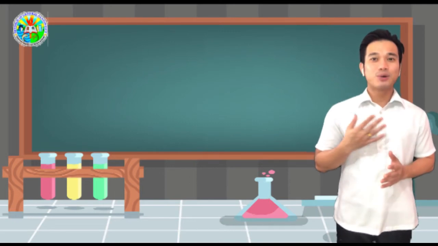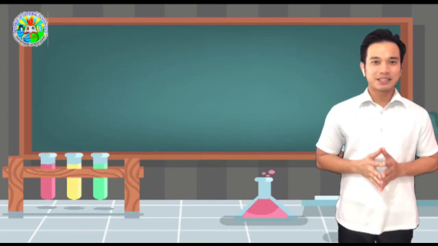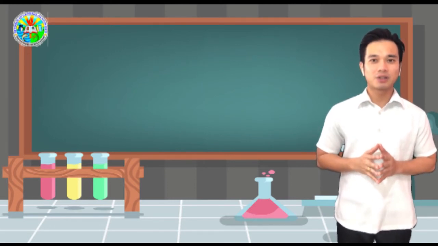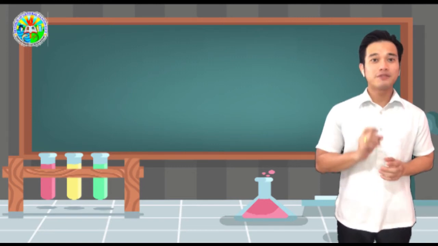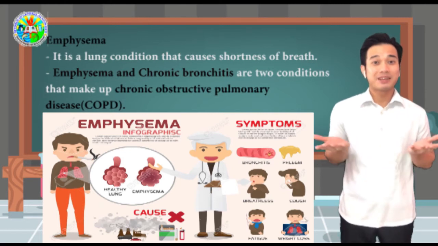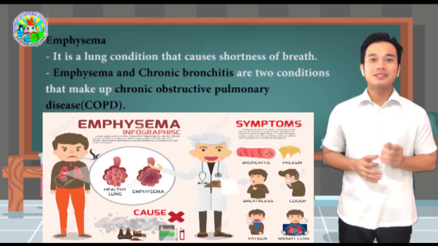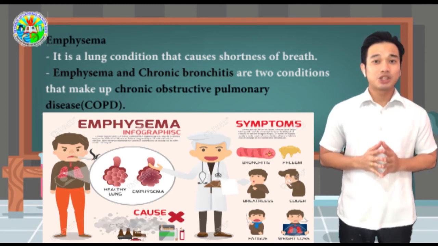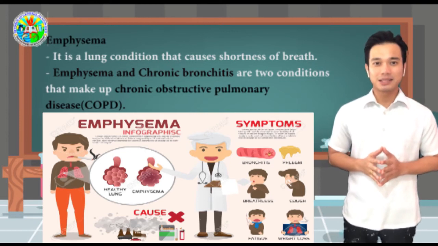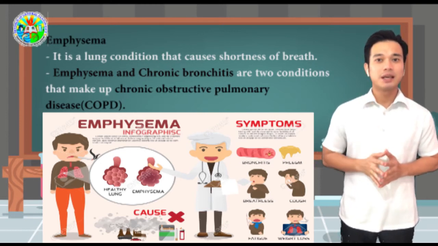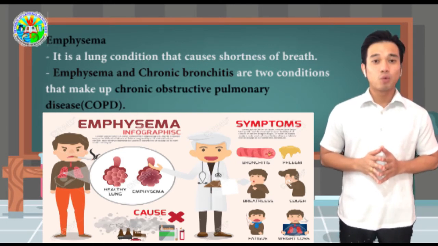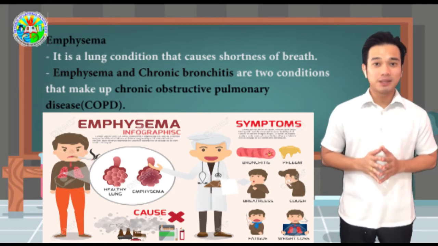As I mentioned a while ago, several lifestyle choices can affect a person's risk of developing respiratory and circulatory diseases. One of those is called emphysema. So what is emphysema? It is a lung condition that causes shortness of breath. Emphysema and chronic bronchitis are two conditions that make up chronic obstructive pulmonary disease, or what we all call the COPD.